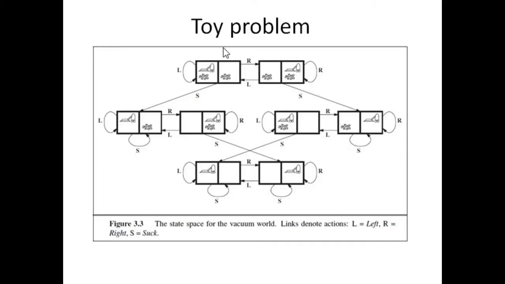So just look at another example, another problem, which is the toy problem. In this problem we have a dust cleaner agent, and the main objective of this cleaner is to clean all the boxes. So initially we have two boxes, and this is the dust which is present in this box, and this is the dust that is present in this box.